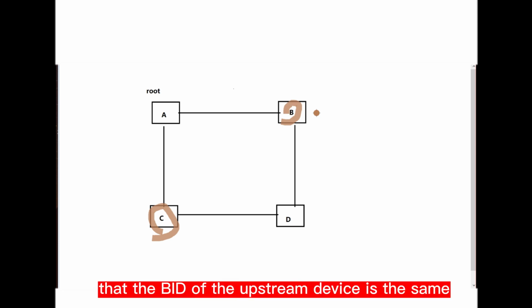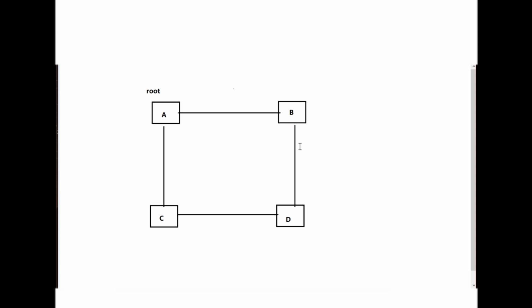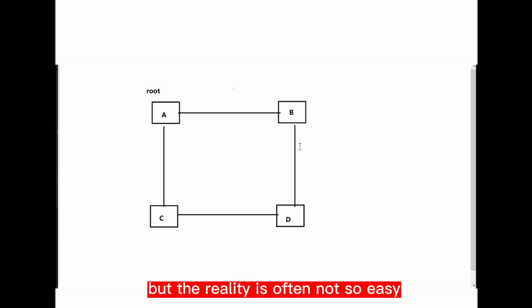Is it possible that the bridge ID of the upstream device is the same? Can you draw such a topology in your mind? In our picture, it is inconsistent. So with a picture like this, it can in fact be compared. But the reality is often not so easy. We have other possibilities. It's just that I can't compare RPC now, and the bridge ID of the upstream device still cannot be compared.